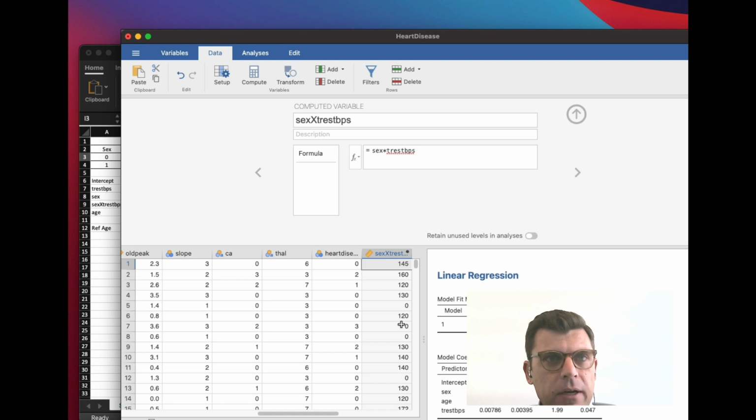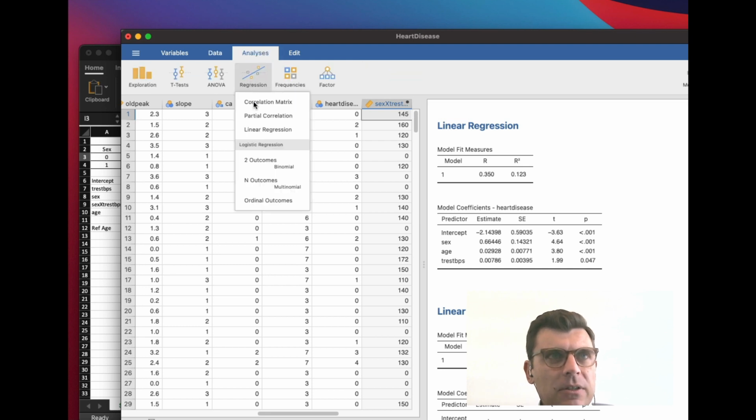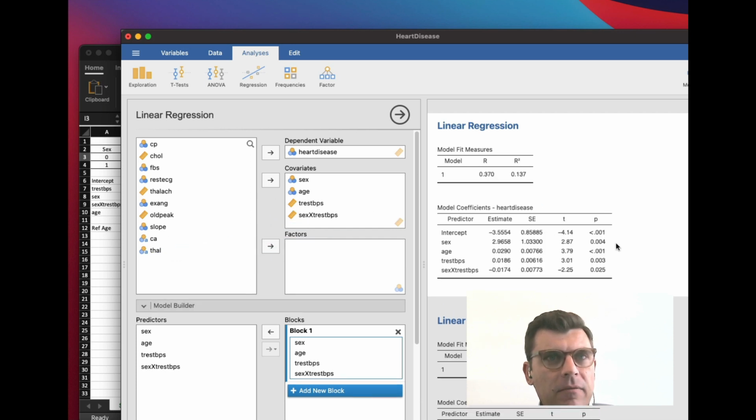Now we have a formula in here that is the multiplied value of sex, which takes a value of 0 or 1, and trestbps, which takes a range from 94 to 200 or something like that in our data. Now we can go back to our analysis, our regression, and add that calculated variable into our model, and it comes out with the same exact estimate. So what we did here is we manually created that variable rather than allowing Jamovi to create it on the fly on our behalf using the model builder here.